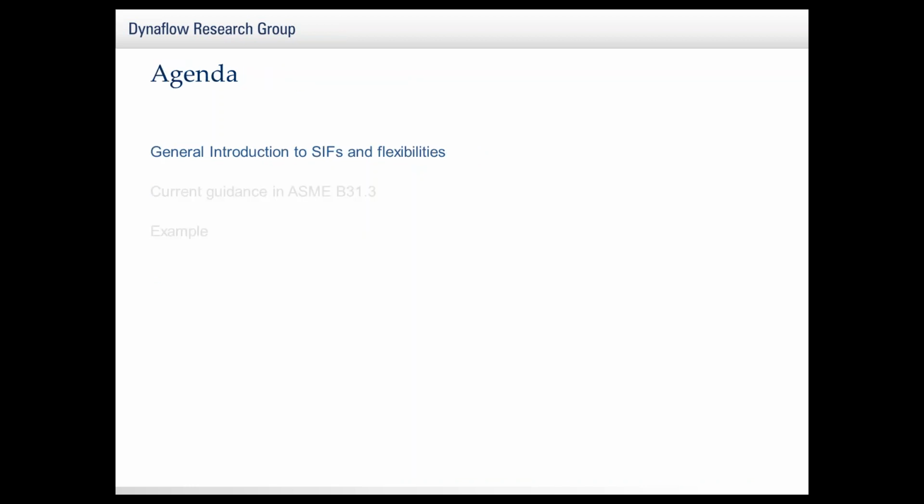Okay, so let's start with the actual webinar. I will first provide a general introduction to SIFs and flexibilities, so everyone knows exactly what they are and why they are important. I will also show you what the current guidance is in ASME B31.3 about SIFs and flexibilities. And I will conclude this webinar with an example of how incorrect flexibilities may affect your analysis results in a bad way.